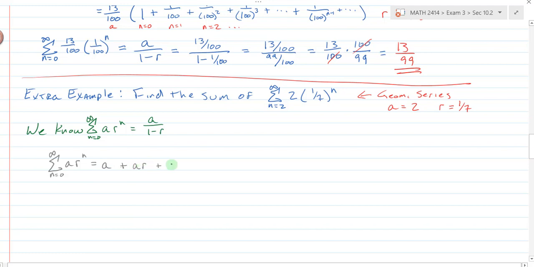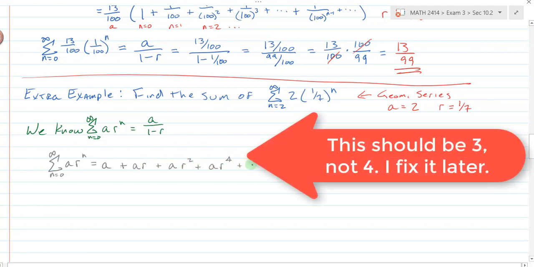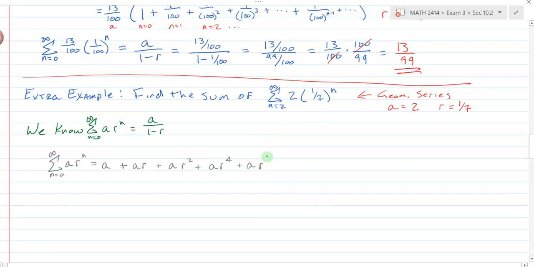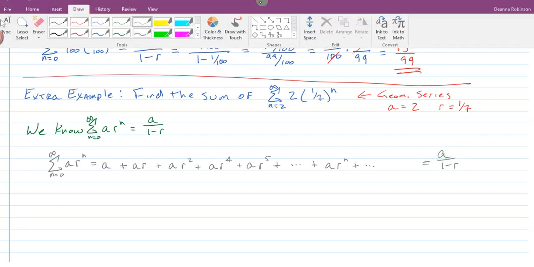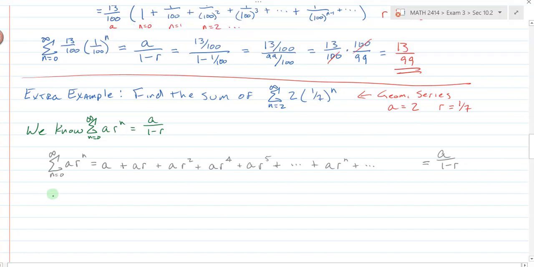When n is equal to 2, I get ar squared. When n is equal to 3, I get ar to the 4th. And when n is equal to 5, I get ar to the 5th. And then my nth term would be ar to the n. And we know, because this is a geometric series, that sum is going to be equal to a over 1 minus r. Well, what happens if our series starts at 2?